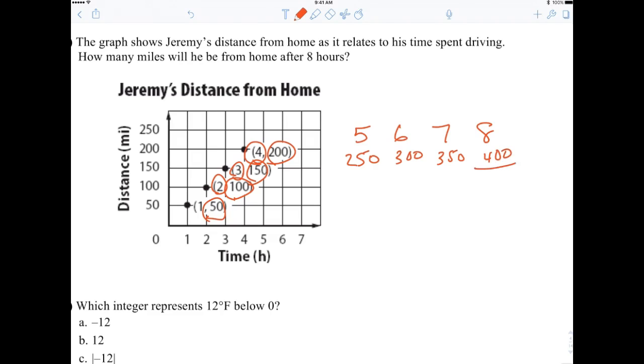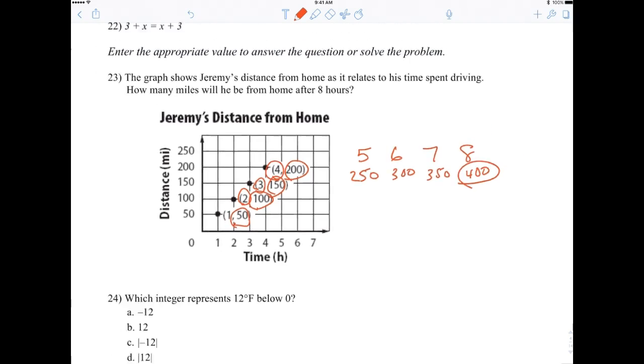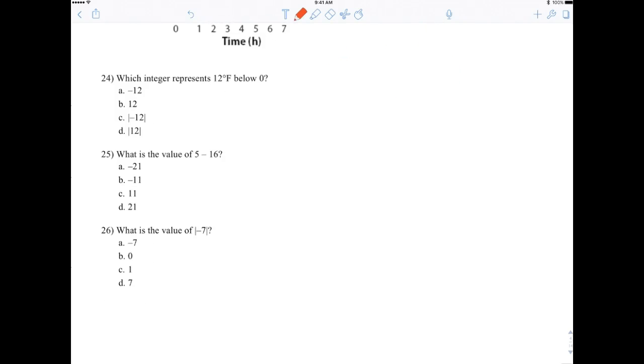Beautiful work. That's what I want. 400. You got to recognize patterns. That's very important. Anybody have any questions or concerns yet? I told you this guy's going to be easy for you tomorrow. All right, let's take a look now at 25.